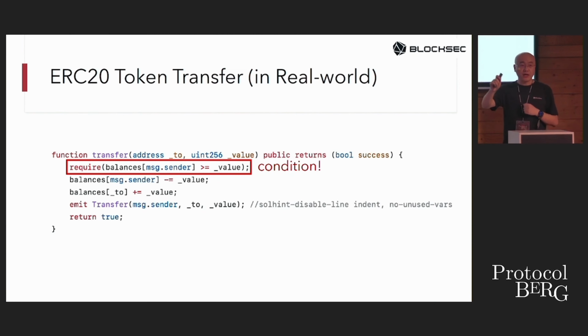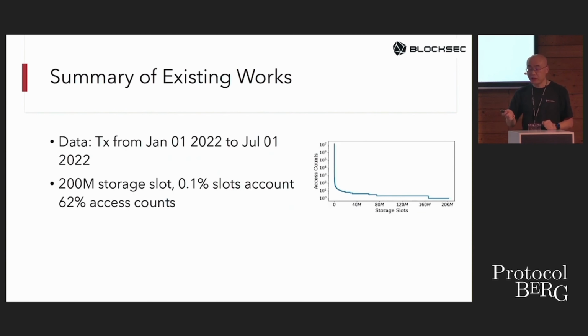So if we have a couple of transactions which transfer tokens from the same account, this will create a large number of conflicts, right? Because they are reading the same state from the same account. We performed some empirical studies, using transactions from January 1st last year to July 1st last year. We observed the conflicts of the storage operations of these transactions.